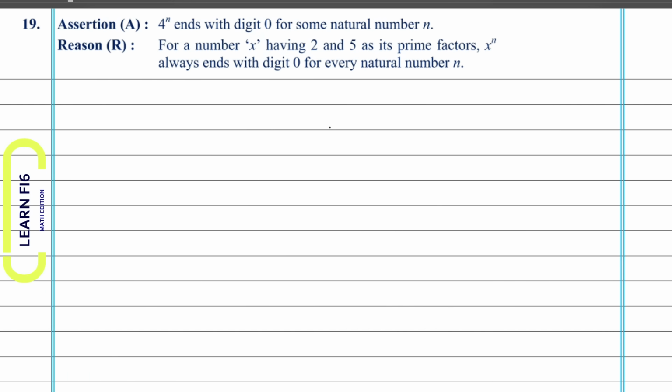Question number 19. 4 power n ends with 0 for some natural number n. This is similar to the textbook question, 6 power n that is given in the textbook. So instead of 6, we have 4 here. Whenever a number ends with 0, 2 and 5 must be its factors. But in case of 4, its prime factors are 2 into 2, which is 2 power 2. It contains only 2. If a number is ending with 0, it must have 2 and 5 as its factors. If any one of those is not present, then the number does not end with 0. So the assertion is false. We can directly move to option D, that is assertion is false and the reason is true.